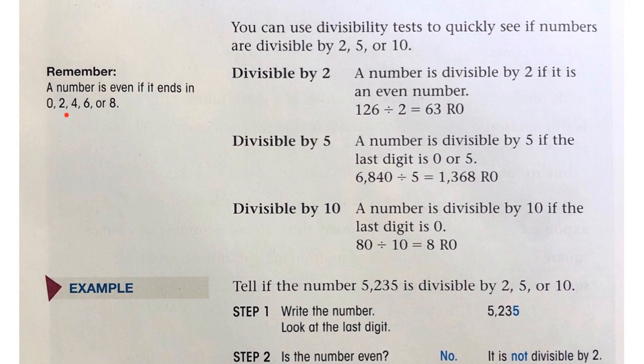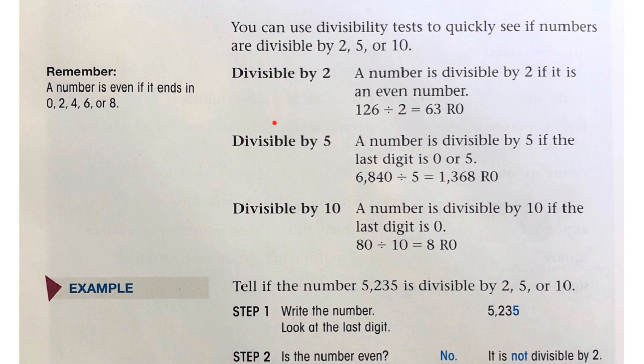Remember, a number is even if it ends with 0, 2, 4, 6, or 8. So, a number is divisible by 2 if it's an even number. Any even number is divisible by 2. 126 divided by 2 equals 63, and there's nothing left over. Therefore, it is divisible.